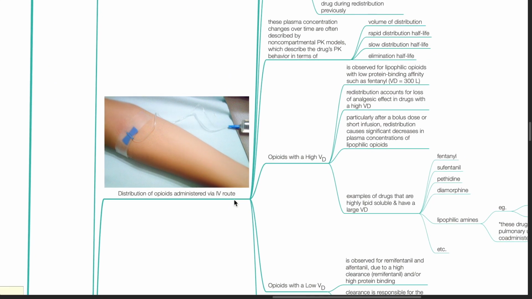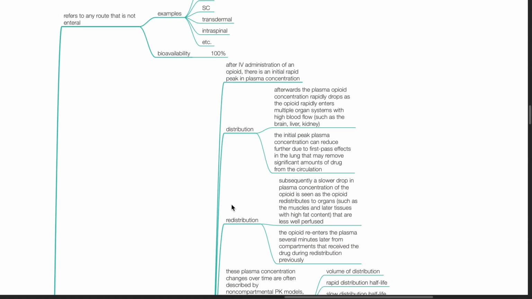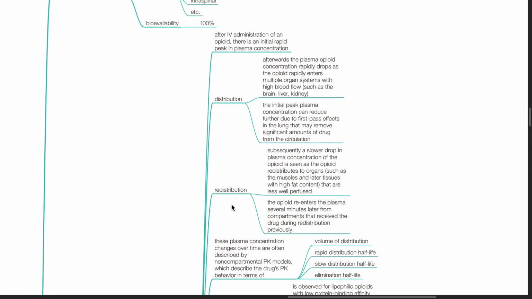Distribution of opioids administered via IV route. After IV administration of an opioid, there is an initial rapid peak in plasma concentration. Distribution: afterwards, the plasma opioid concentration rapidly drops as the opioid rapidly enters multiple organ systems with high blood flow, such as the brain, liver, and kidney. The initial peak plasma concentration can reduce further due to first-pass effects in the lung that may remove significant amounts of drug from the circulation.